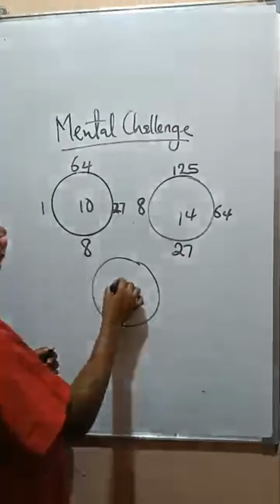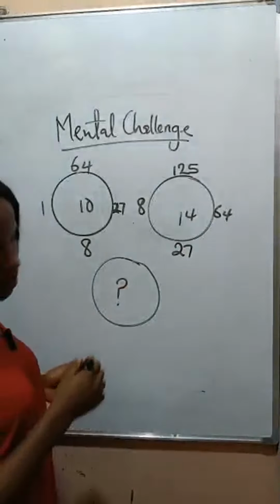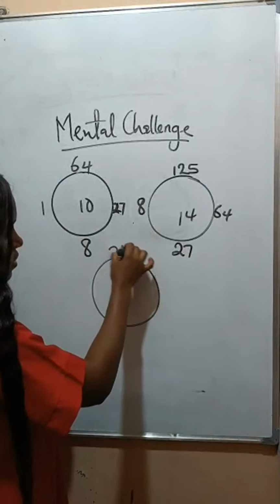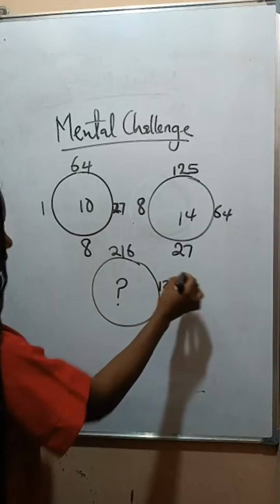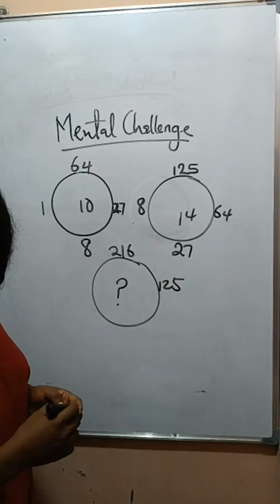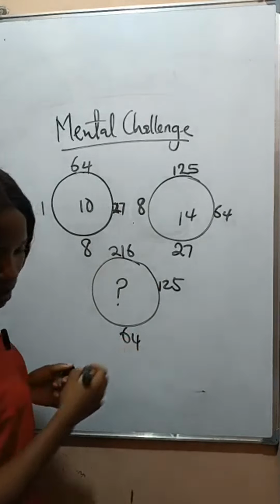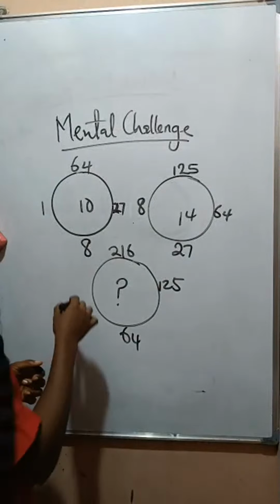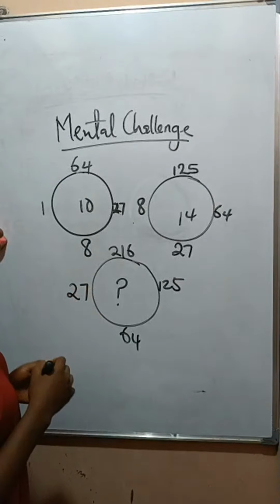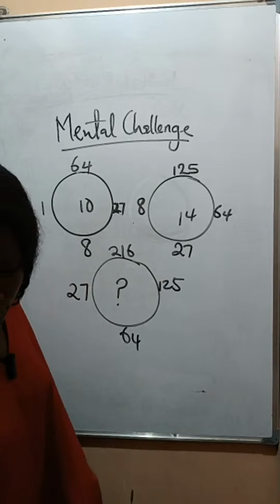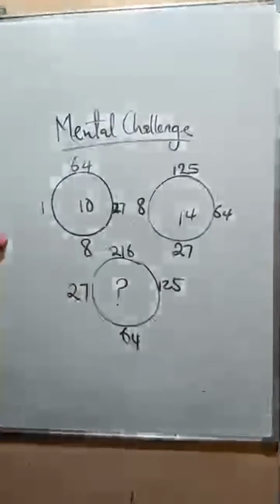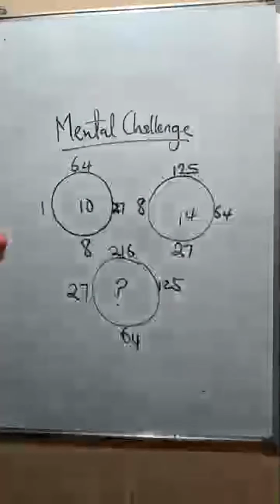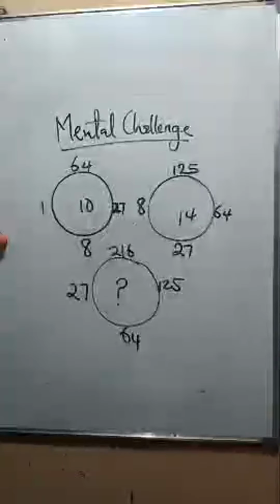So the last one says we should find this one. We have 216 here. We have 125 here. We have 64 and we have 27. So the question says we should find the missing number.